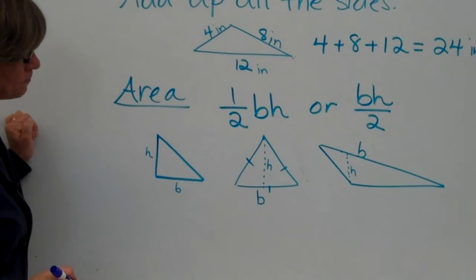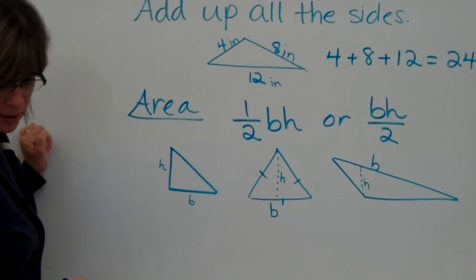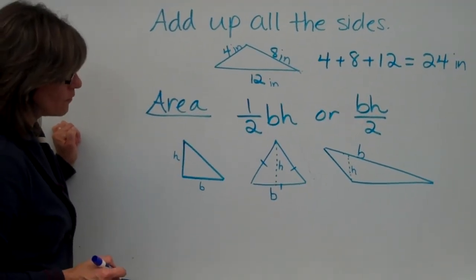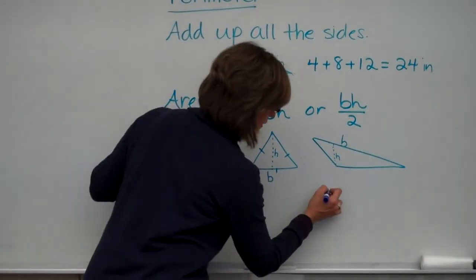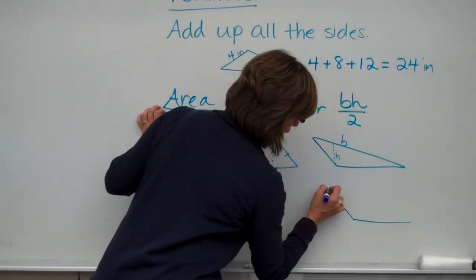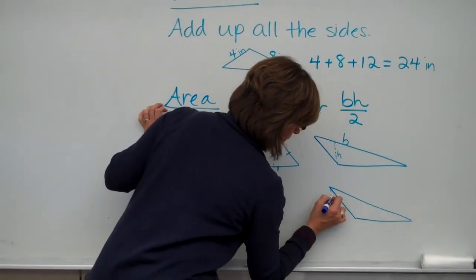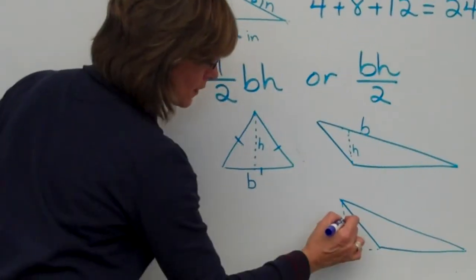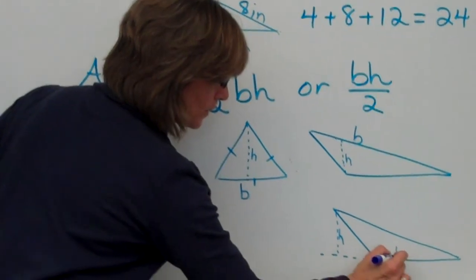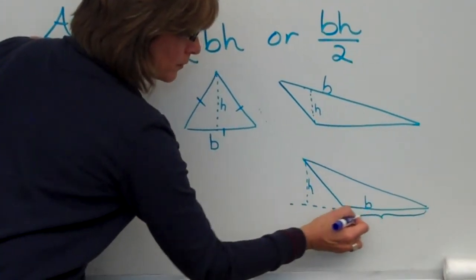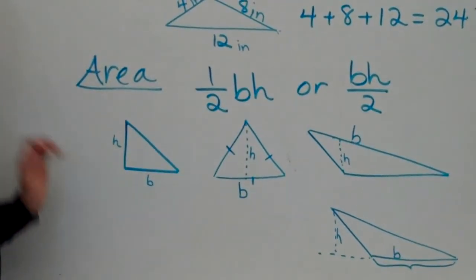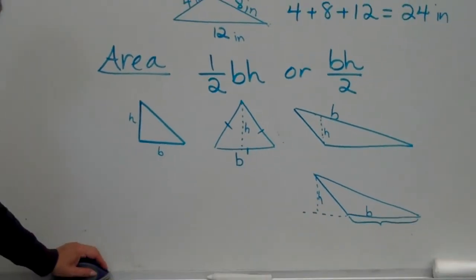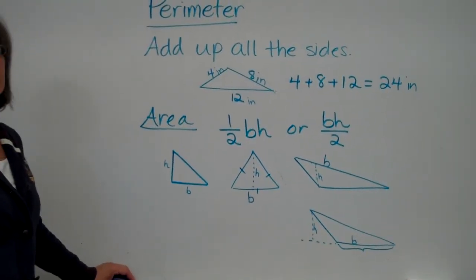Okay, actually, you could do it that way, or you could do it this way. You could draw a height out here. Sometimes you'll see it this way, sometimes you'll see it this way. This would be the height, and then the base would only be this part, not all the way out. So either way works perfectly fine. Okay, thank you.